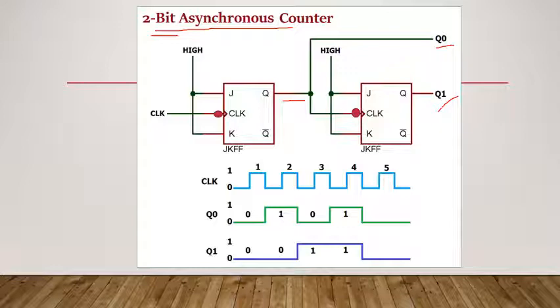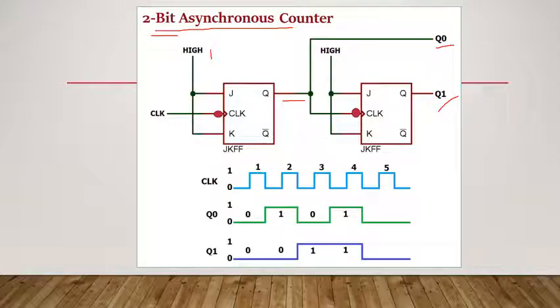Now, let us try to see the other connections. So clock is clear. Then we have two outputs Q0 and Q1. J and K you can observe they are shorted and they are connected to a high signal. High means that it is connected to 1. So this is the basic structure of a 2-bit asynchronous counter. Let us now come on to the waveforms, and these waveforms make the working more clear.